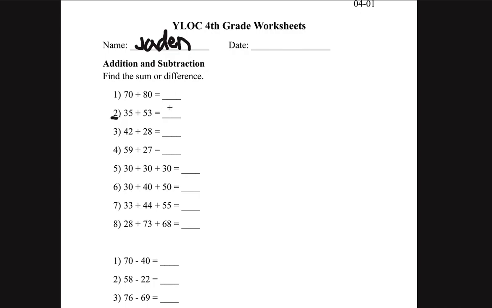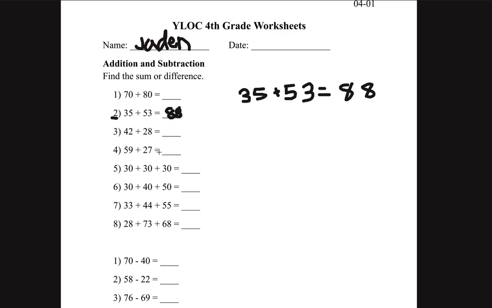We have 35 plus 53. So we have 35 and then 53. So when you do addition, you want to first look at the ones place, and we have a 3 and a 5. And so that equals 8. Then we look at the tens place, which is 5 and 3, and it equals 8. So therefore the answer will be 88.